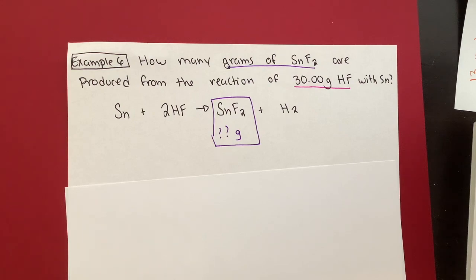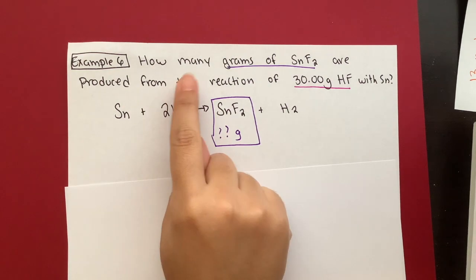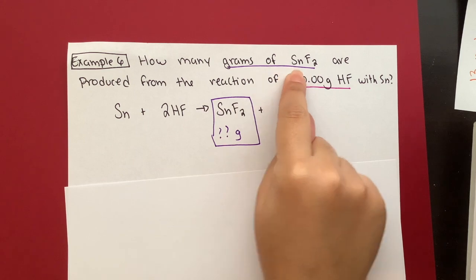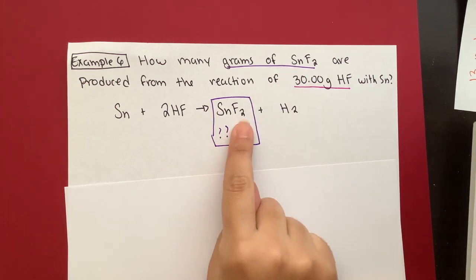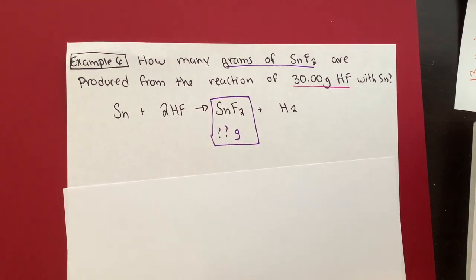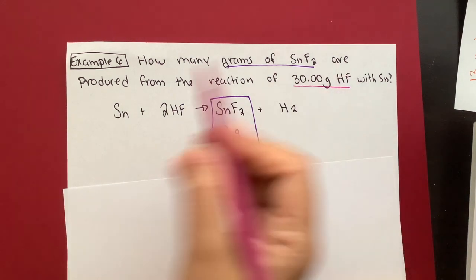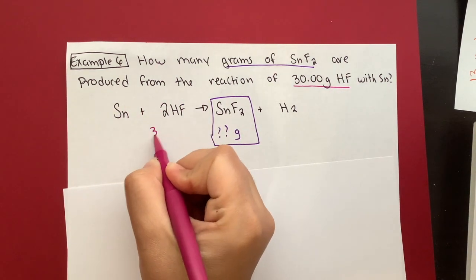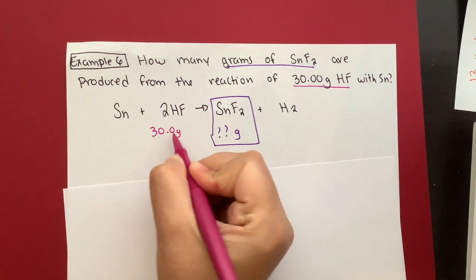Okay, so the last example, number 6. How many grams of SnF2 are produced from the reaction of 30.0 grams of HF?